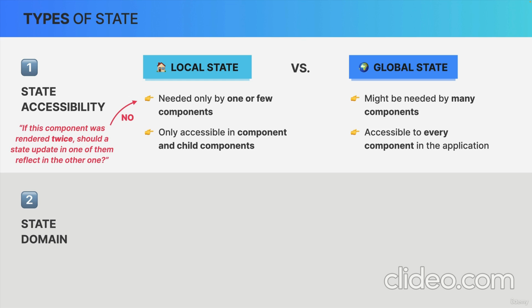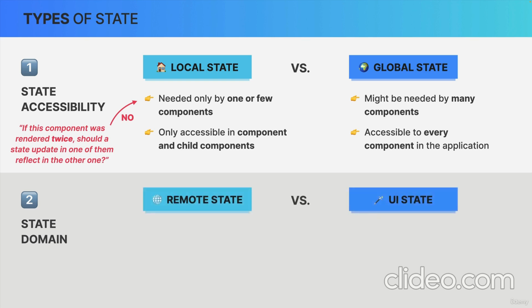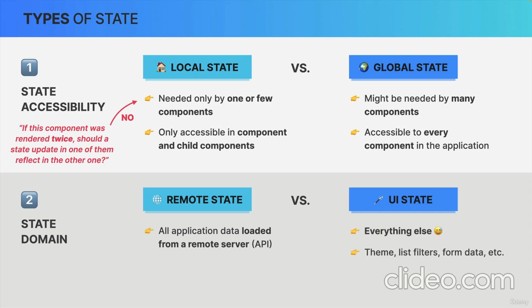Okay, and now moving on to the state domain, we can classify each piece of state as either remote state or UI state. So remote state is basically all application data that is loaded from a remote server, so usually using an API. So it's basically state that lives on a server but that can be loaded into our application. UI state, on the other hand, is basically everything else. So things like the currently selected theme, applied list filters, form inputs, open panels, and many, many more.